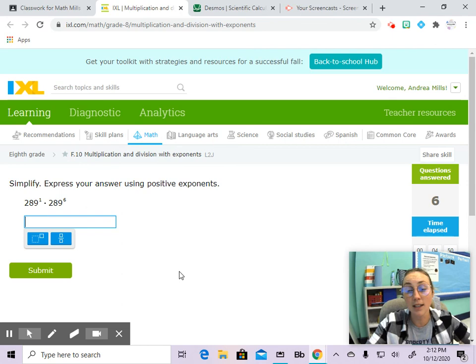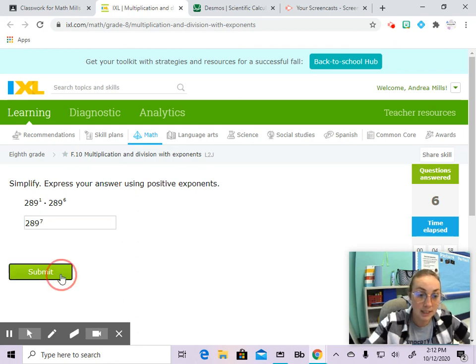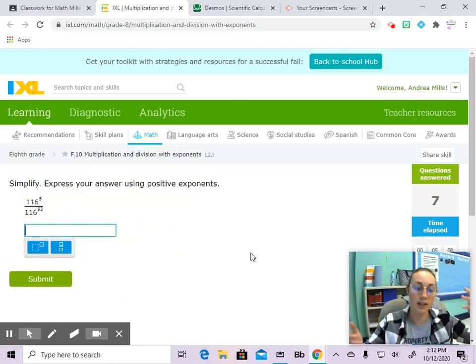They did it again. This is getting very frustrating. 289 with an exponent. 6 plus 1 is going to be 7. Please do a division problem. Thank you. And this will be negative.